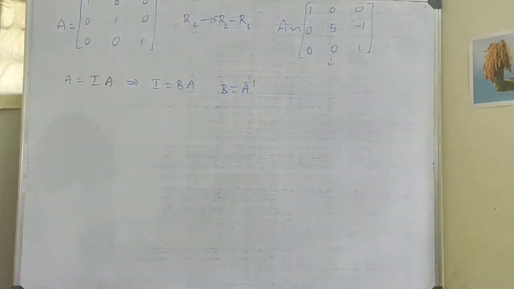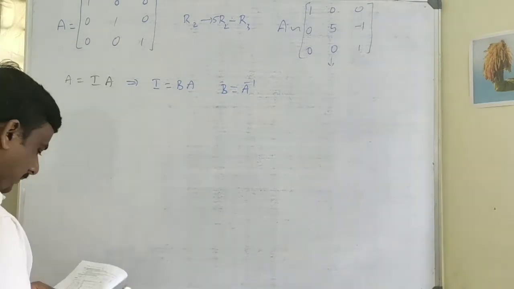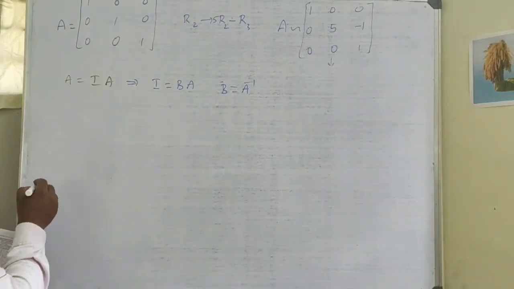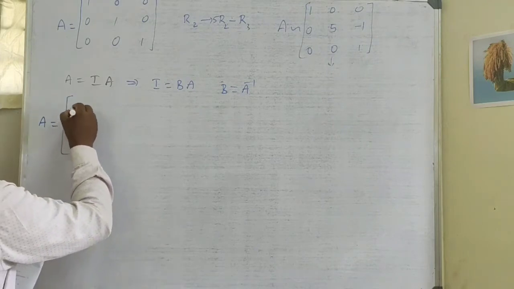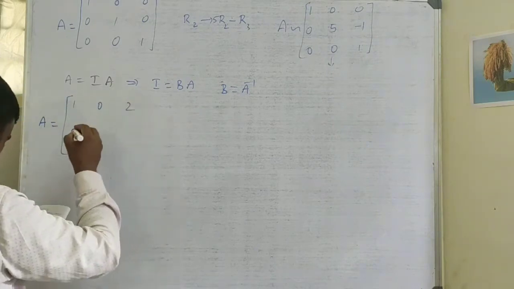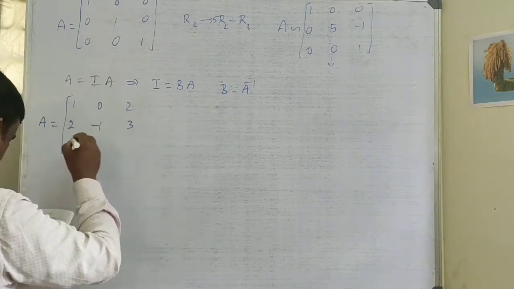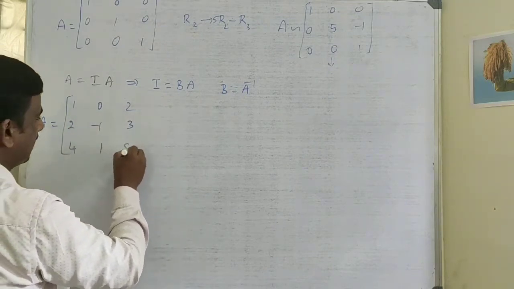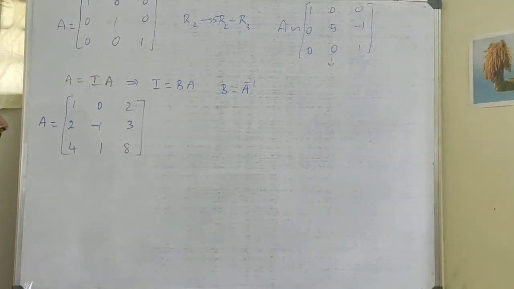That is the required inverse of the given matrix. So let us see a problem on this. Find the inverse of the matrix using elementary matrices. So A equal to 1 0 2, 2 minus 1 3, 4 1 8. See, this is the given matrix. We need to find its inverse.